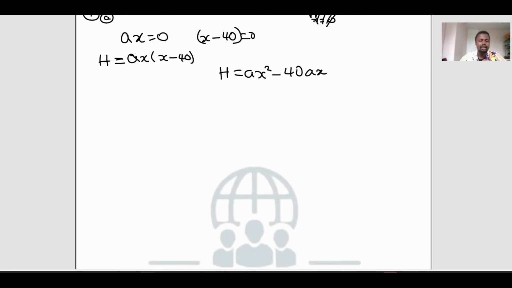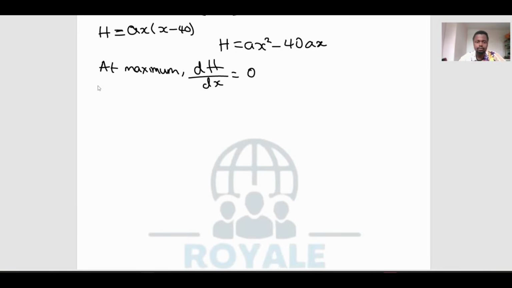So the next thing now is at maximum. I want to find the maximum. At maximum, dy/dx is equal to 0. So what we'll do is we differentiate the function to give me 2x minus 40a equal to 0. So we equate that to find the value of x. Since a is a constant, you can divide through by a to have 2x minus 40 equal to 0. Then you have your x equals 20.